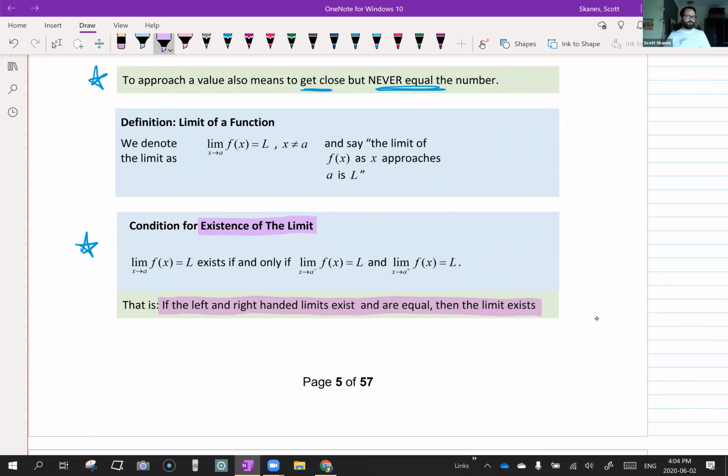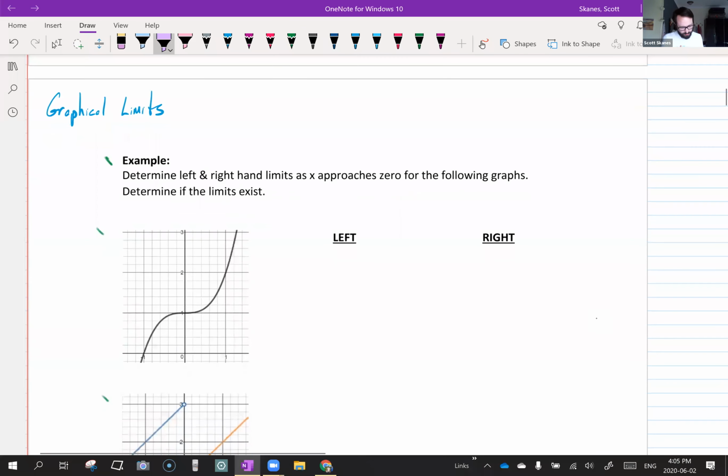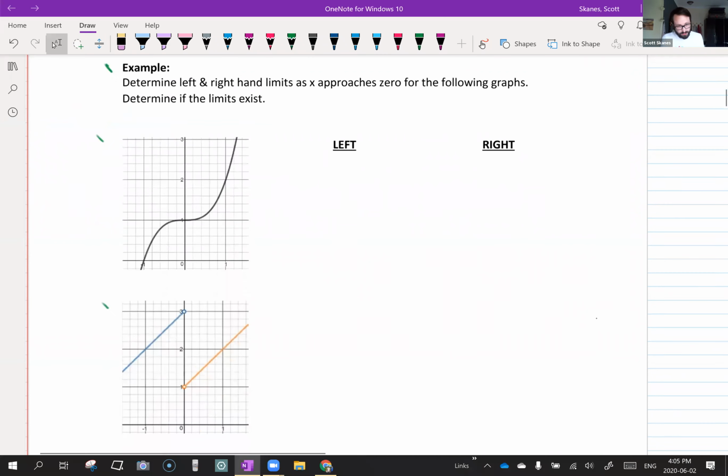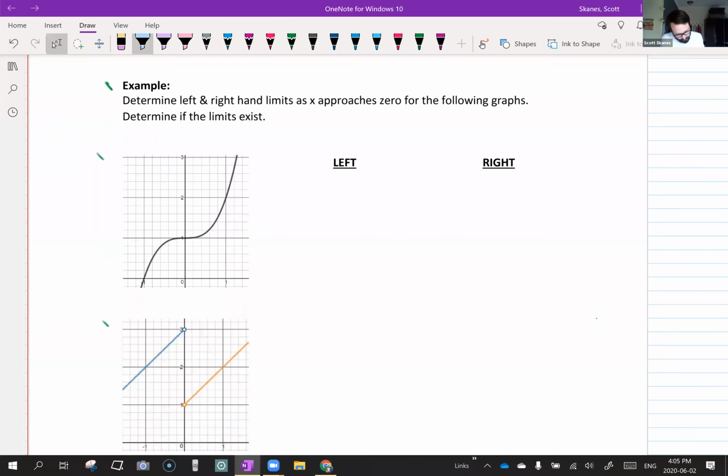So let's actually try to do some examples. Even if there were a jump, well, that's a very good question. I'm going to show you. It'll become very clear with the examples. I promise you it's going to become clear. So let's go straight to it. These are graphical limits. It says determine the left and right-hand limits as x approaches 0 for the following graphs, and determine if the limit exists.